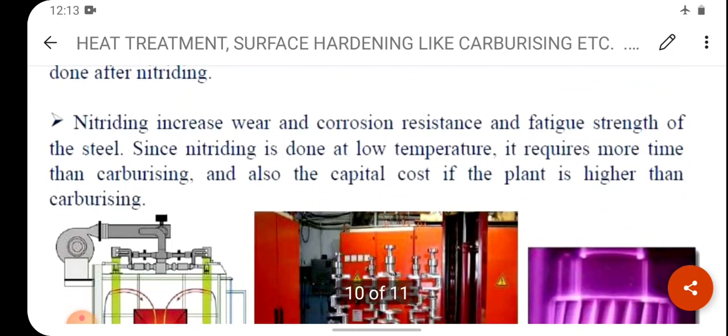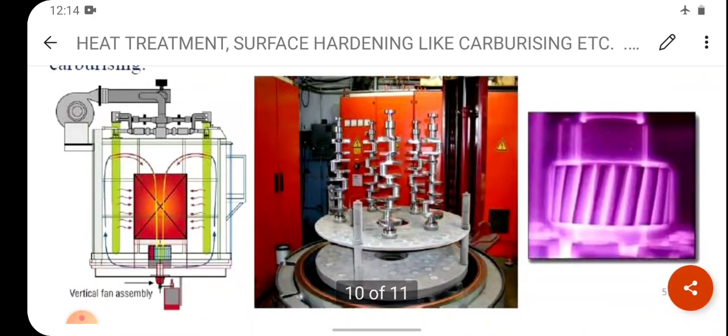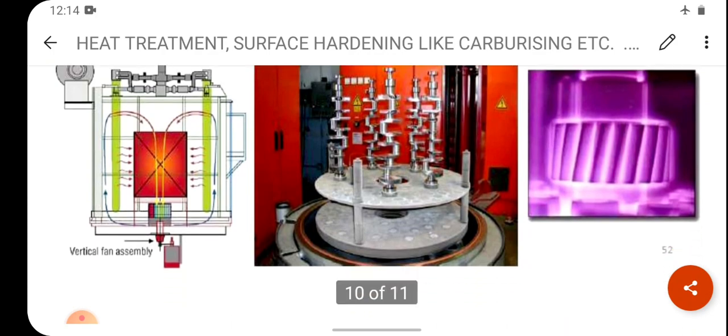Since nitriding is done at low temperature, it requires more time than carburizing. Carburizing क्या होता है? थोड़ा फास्ट होता है. As compared to carburizing, it takes more time because there is a slow cooling, and also the capital cost of the plant is higher than carburizing. So this is the figure for additional information, that is nitriding process. Clear? So ये क्या होगा? Initial cost of plant in case of nitriding process will be more.